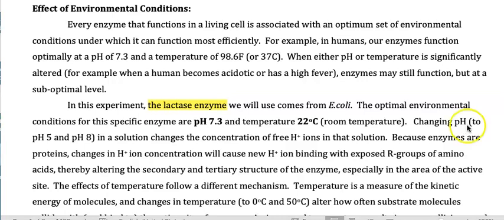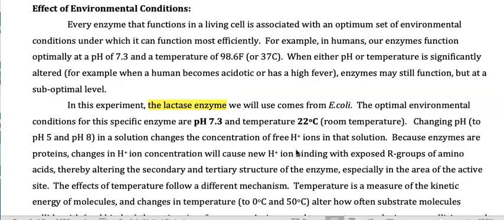Remember, when you change pH, what you're doing is changing the amount of free hydrogen ion in the solution. And depending upon how much free hydrogen ion there is, some of that hydrogen ion will be binding to and interacting with the enzyme. Remember, any time you stick something onto a protein, you're going to cause that protein to change shape. And even a slight change in the shape of a protein will change its function.